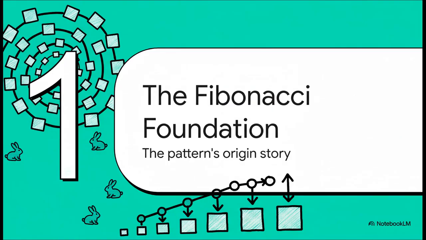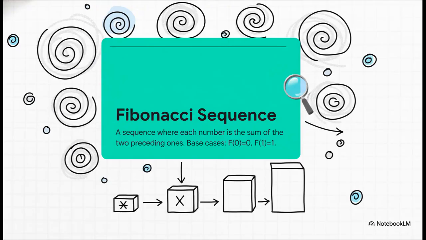To really understand this pattern, we have to go back to the beginning, its origin story, if you will. So let's build our foundation with a sequence pretty much everyone recognizes, Fibonacci. I'm sure you know this one. Each number is just the sum of the two that came right before it. We start with our fundamental building blocks, our base cases. F of 0 is 0, and F of 1 is 1. From there, every other number in the sequence just builds on that foundation.